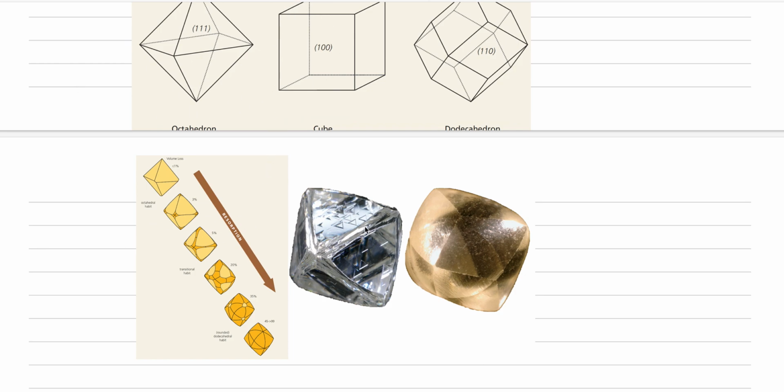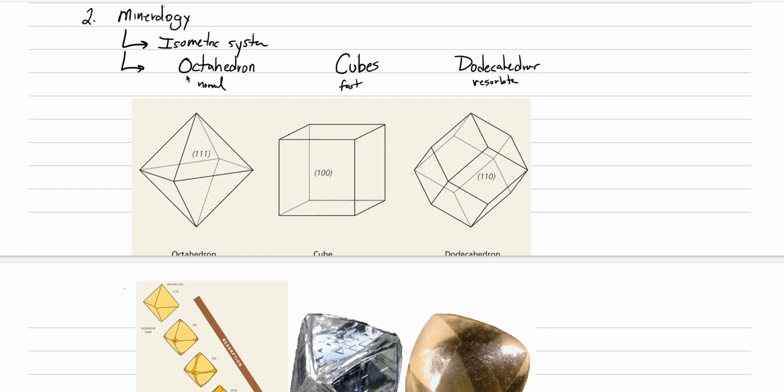But let's see. What ends up happening with resorption is the initial octahedron is what grows most of the time. But do you see how the corners and the edges will start to preferentially resorb as you're going to their surface? Resorption occurs in the mantle or in transit to Earth's surface. Basically, when the diamond leaves its zone of thermodynamic equilibrium, it starts to break down, right?